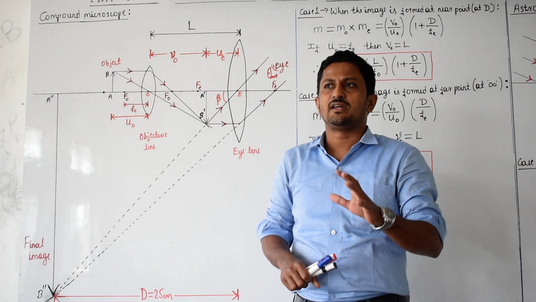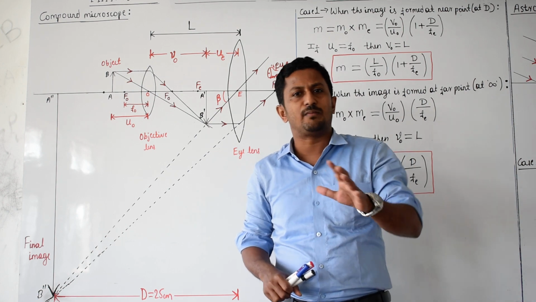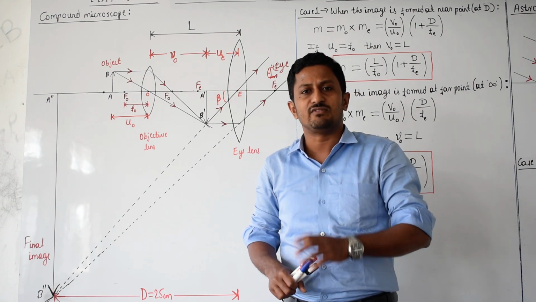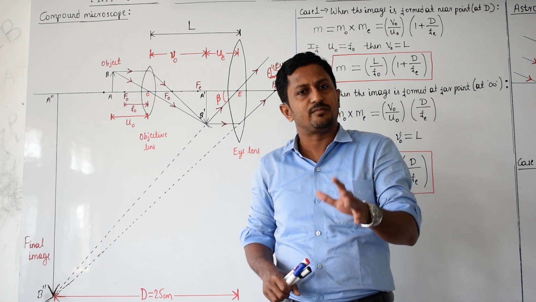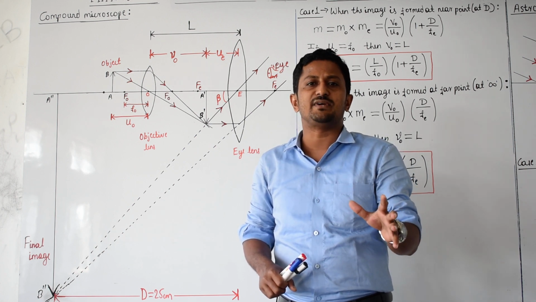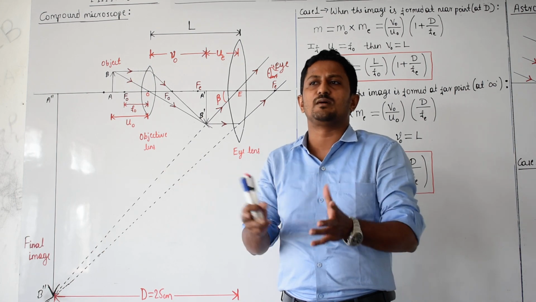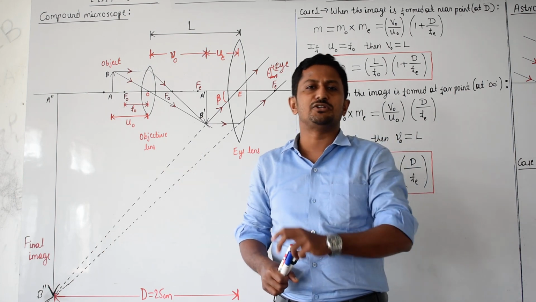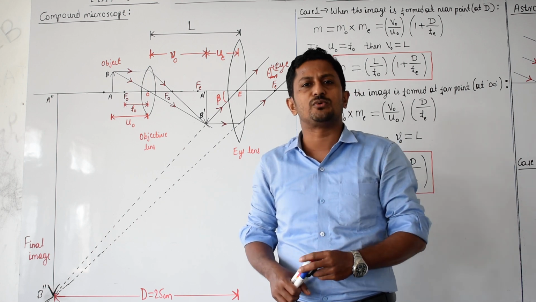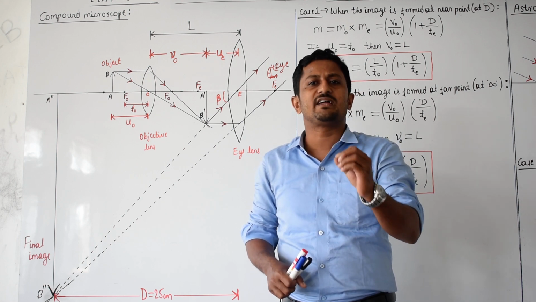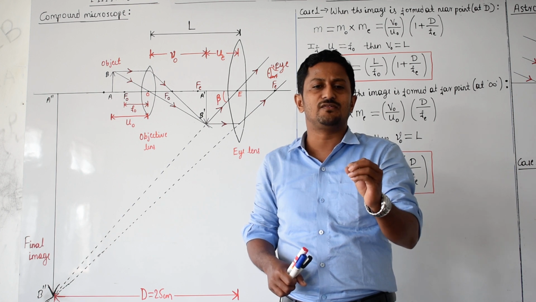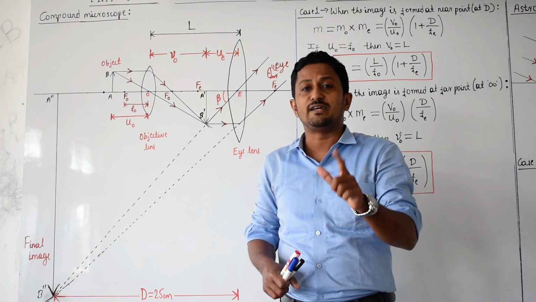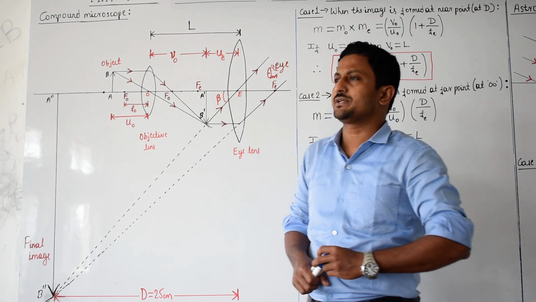I mean, if the magnification by the simple microscope is not sufficient, and even there we can't see the clear image, then we go with the compound microscope. This is also an optical instrument which is going to produce a well magnified image of small objects.